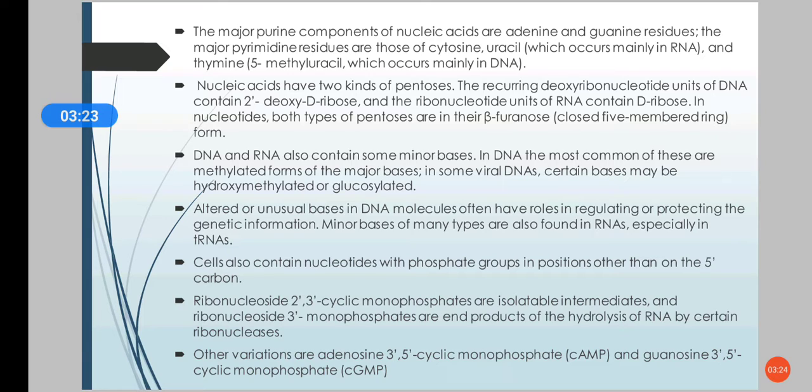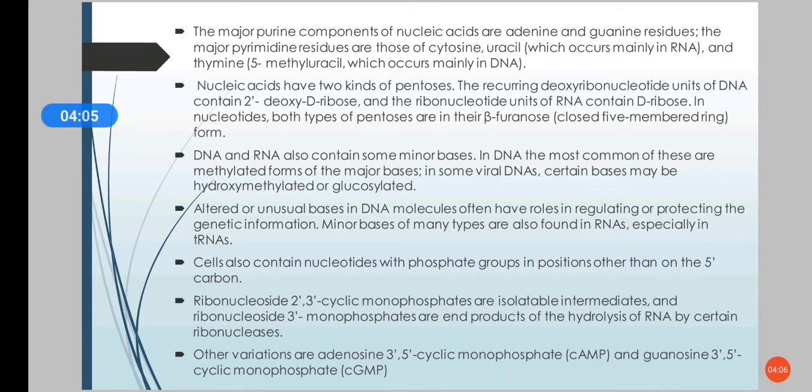Two kinds of pentoses are seen. In the case of DNA, the pentose is deoxyribose, that is 2-deoxy-D-ribose, and in the case of RNA, or a ribonucleotide, it is D-ribose. So 2 types of sugars are found. In the deoxyribonucleotide of DNA, it is 2-deoxy-D-ribose, and in the case of RNA, it is D-ribose. Both pentoses exist in a cyclic form, that is the beta-furanose form.